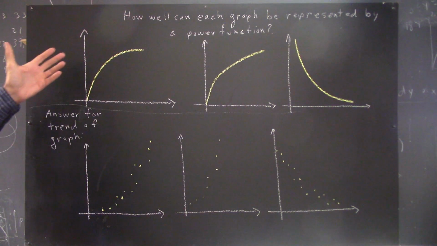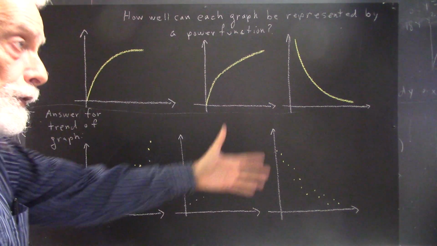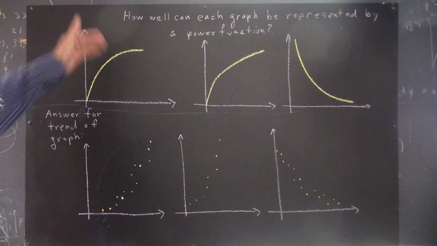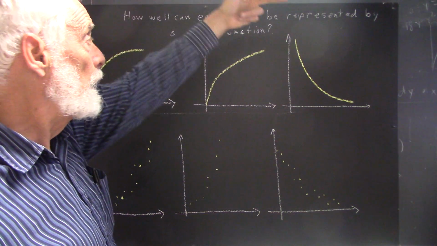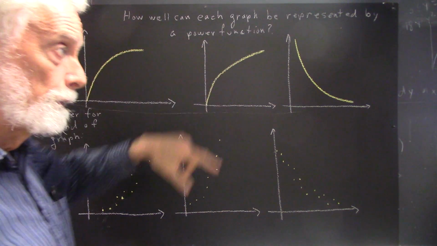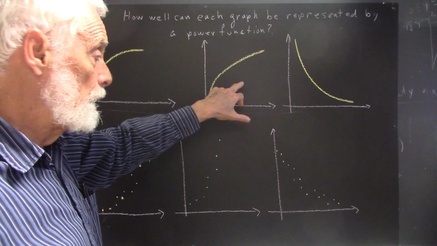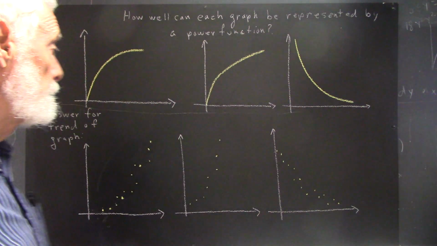Now we pose the question. We see 6 graphs here. First question is, how well can each graph be represented by a power function? Talking about this graph, and this graph.